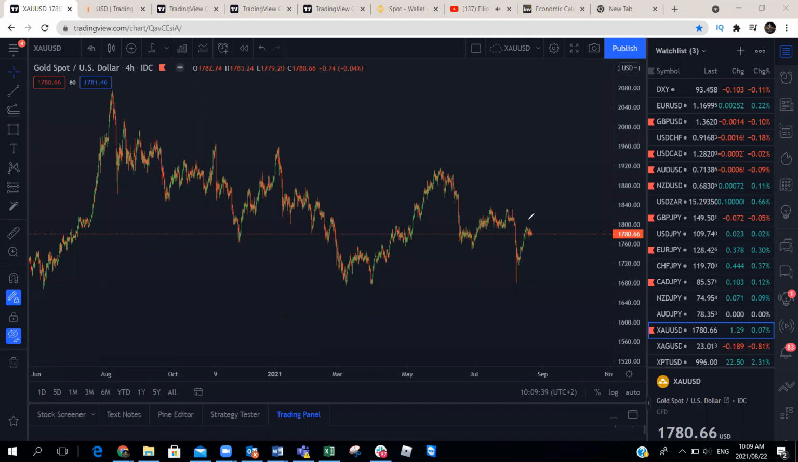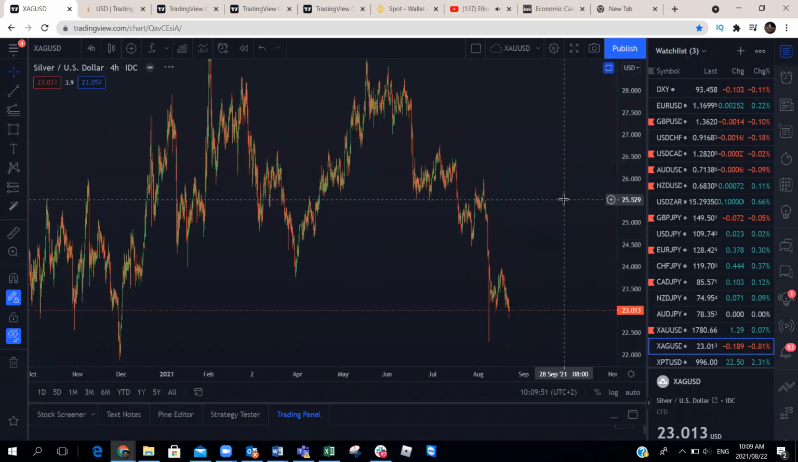So let's wait for this pullback. It may be a little bit deeper, maybe back to the 38-50% before continuation to the upside. Let's keep an eye on this. That is gold, silver.